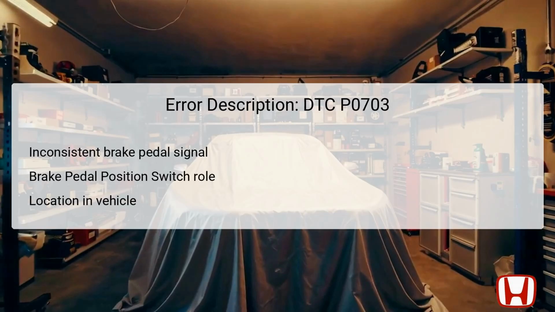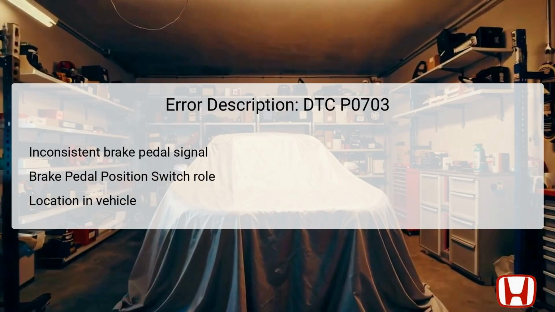The DTC P0703 signifies an inconsistency between the brake pedal position switch and the actual operation of the brake pedal. This switch is essential in determining whether the brake pedal is being pressed or released, thereby informing the PCM of the vehicle's braking status. An abnormal condition triggers the PCM to log this DTC when a divergence between the switch's signal and the pedal's position occurs. This may happen during specific driving conditions, prompting the PCM to suspect a malfunction.